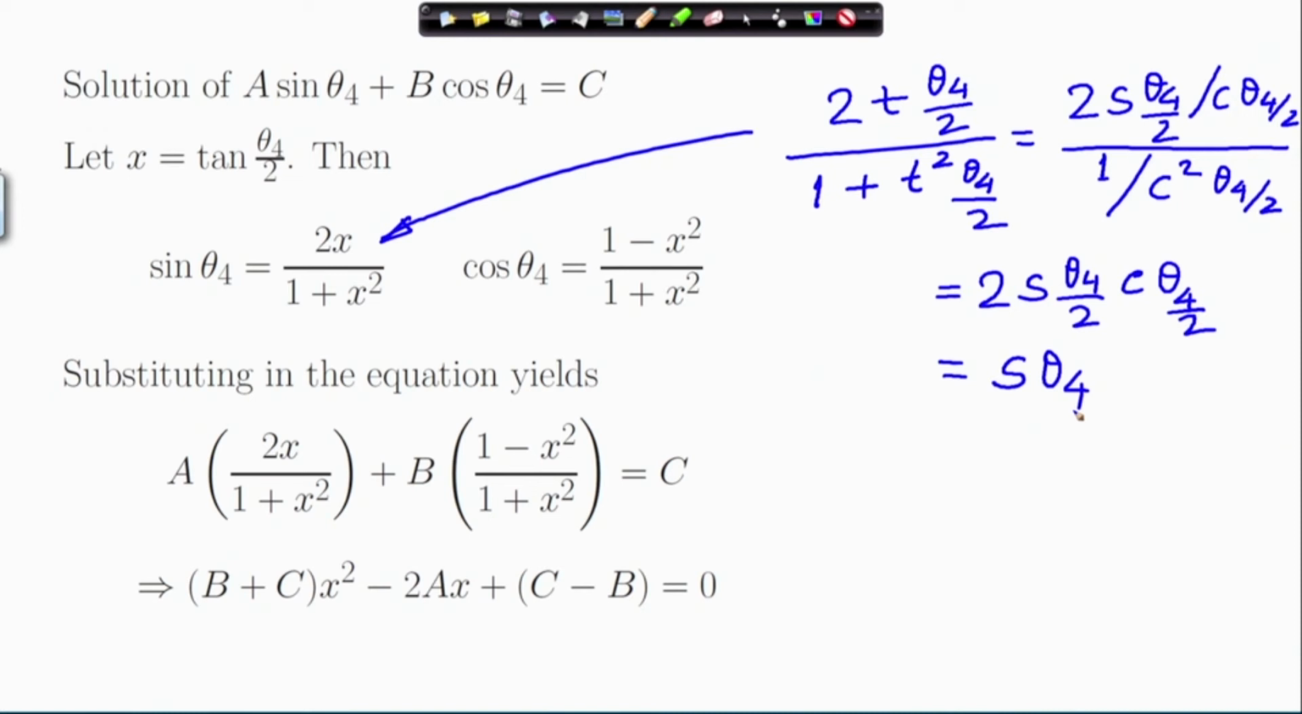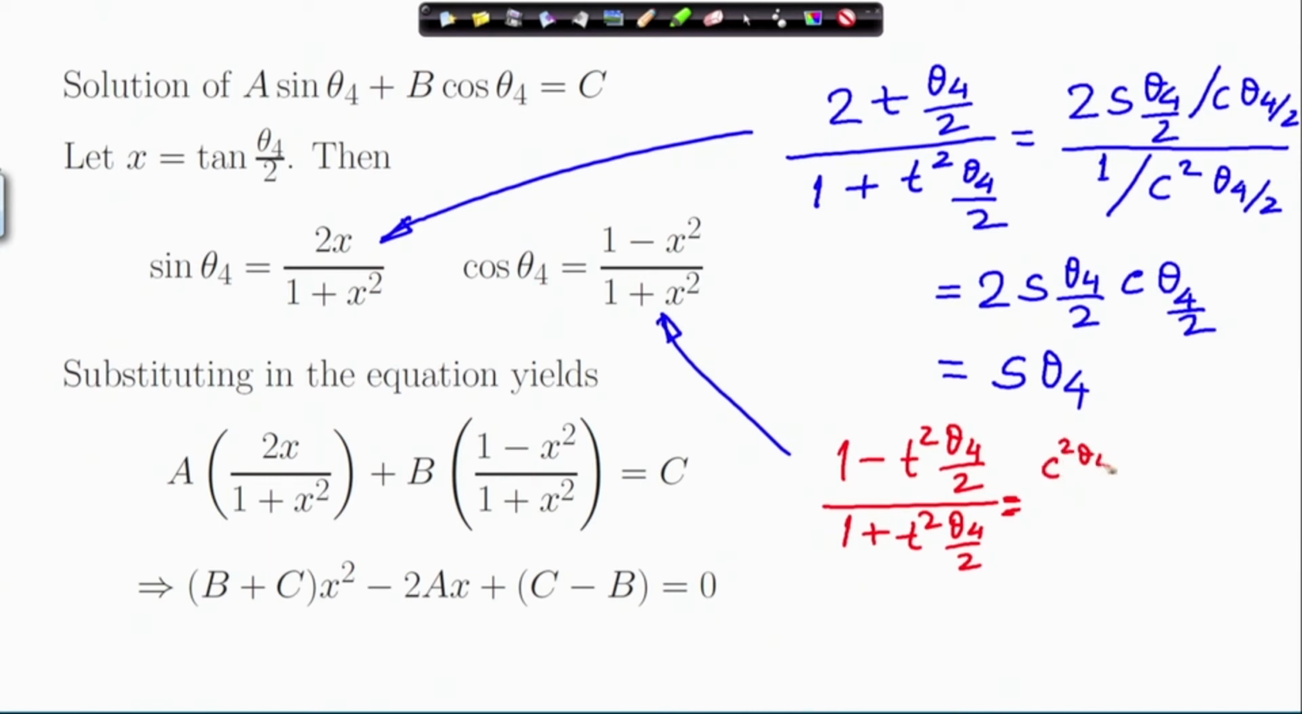In a similar manner, for cos theta 4, if I look at the right hand side, it is 1 minus tan square theta 4 by 2 by 1 plus tan square theta 4 by 2. Again I write tan theta 4 by 2 as sin theta 4 by 2 divided by cos theta 4 by 2. So, in the numerator I have cos square theta 4 by 2 minus sin square theta 4 by 2 divided by cos square theta 4 by 2, and in the denominator I will also get 1 by cos square theta 4 by 2. So, this becomes 1. Now, cos square theta 4 by 2 minus sin square theta 4 by 2 is cos theta 4.